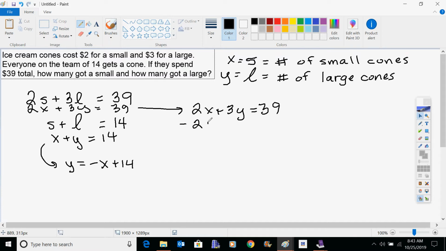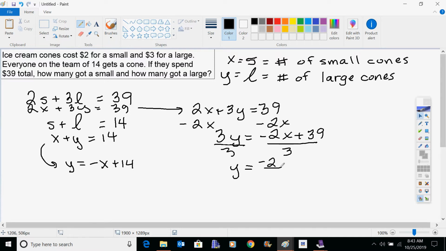So minus 2x. 3y equals negative 2x plus 39. So divide by 3 and you get negative 2/3 x plus 13. And as much as the graphing sounds interesting, we've got 13, we've got 14 on there. That might be a little bit annoying.